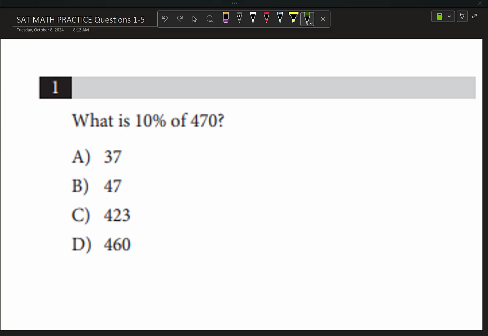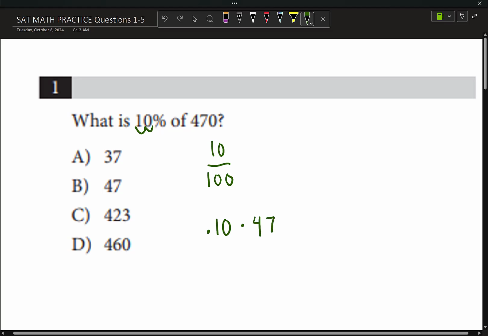But the mathematical way to determine this is we're going to take 10% of 470. So 10% is either equivalent to 10 out of 100 as a fraction, or you can move the decimal place to the left 2 spots. So 10% of 470 is just 0.10 or 0.1 times 470, or we can take that fraction of 470. Either way, it's going to end up giving us B, 47.